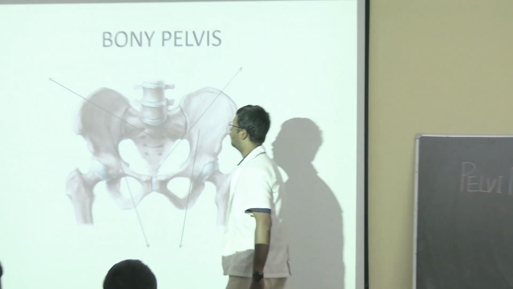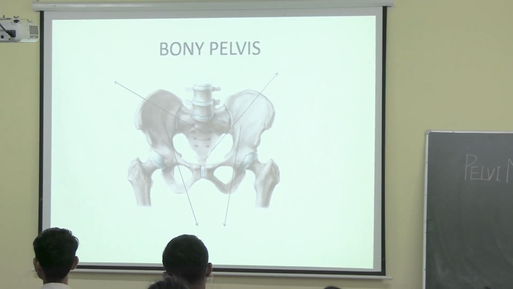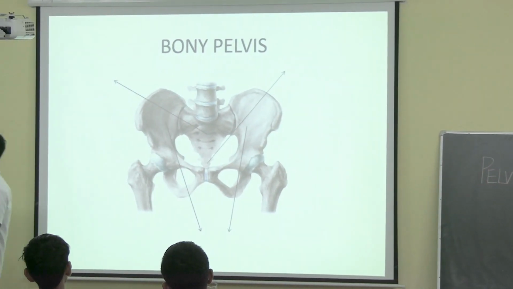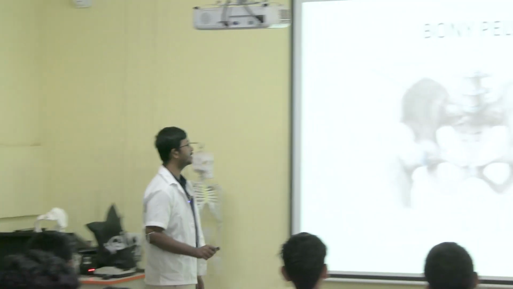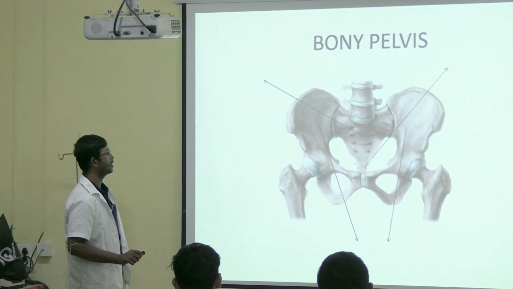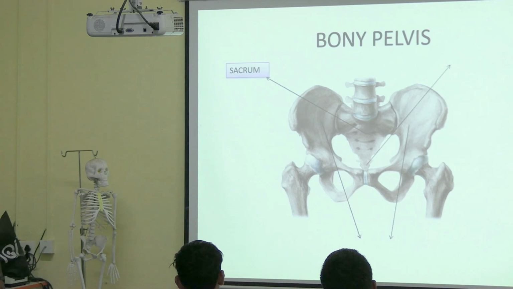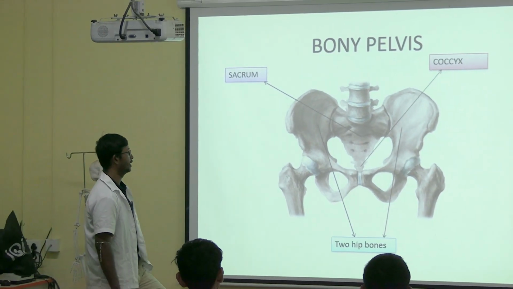Now coming to the various bony structures in a pelvis. So here, what are these two bones? Hip bones. This is your hip bone. Then what is this bone? Sacrum. And this one? Coccyx. So this is your sacrum, this is your coccyx, and these are your two hip bones.